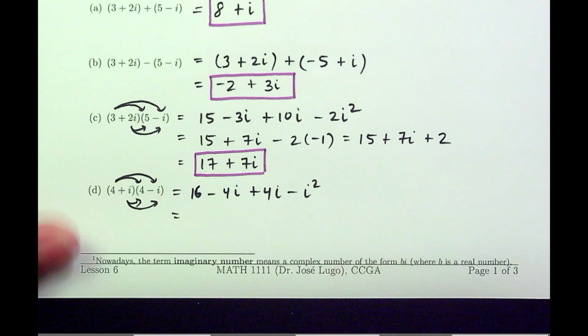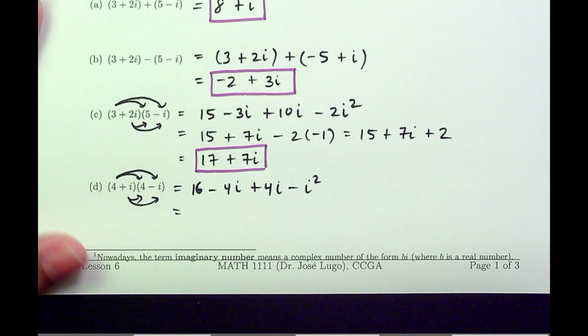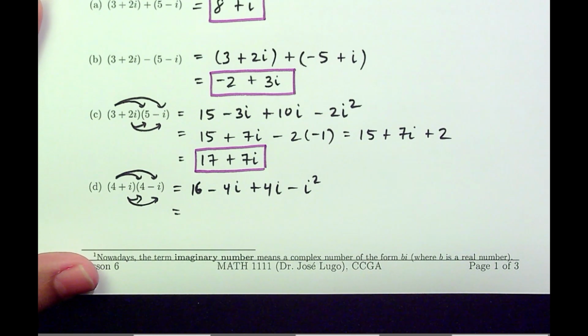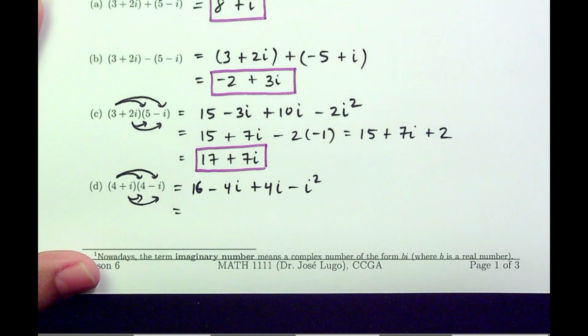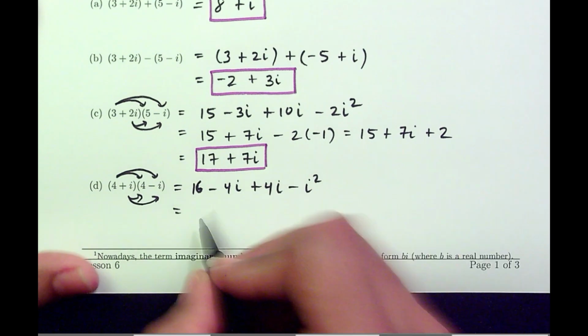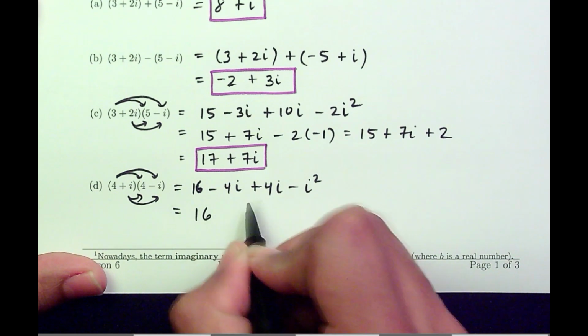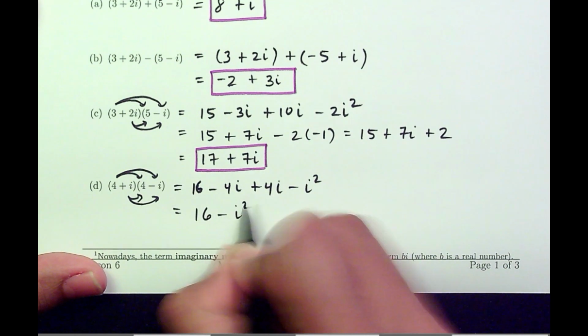Okay. Note that the two terms in the middle actually cancel each other out. You have negative 4i and positive 4i, that gives you 0i. And 0i, you don't have to write that because it's like 0x. You don't write 0x, that's just a 0. It doesn't do anything. So the two in the middle cancel and you end up with that.